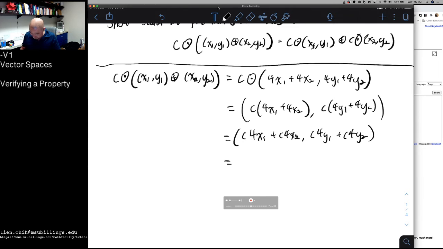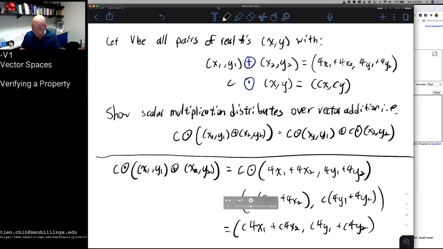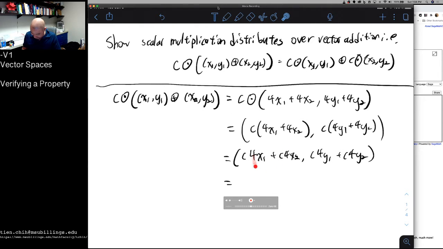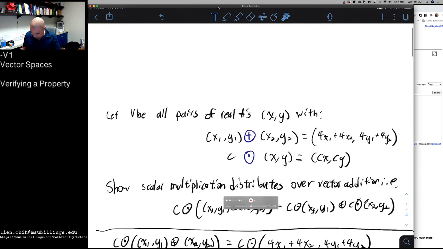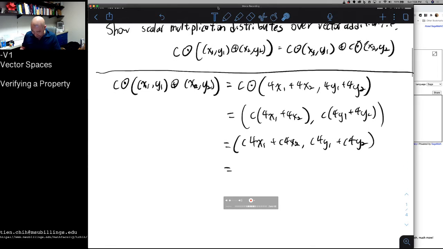Now, note that in the same way that the sum of products of 4 inside the entries is equal to the vector sum of the pairs themselves, I can take these products of 4 and move it backwards to be a vector sum as well. So by going backwards, I can say what this is equal to is (cx1, cx2) vector sum (cy1, cy2). Do we see that?